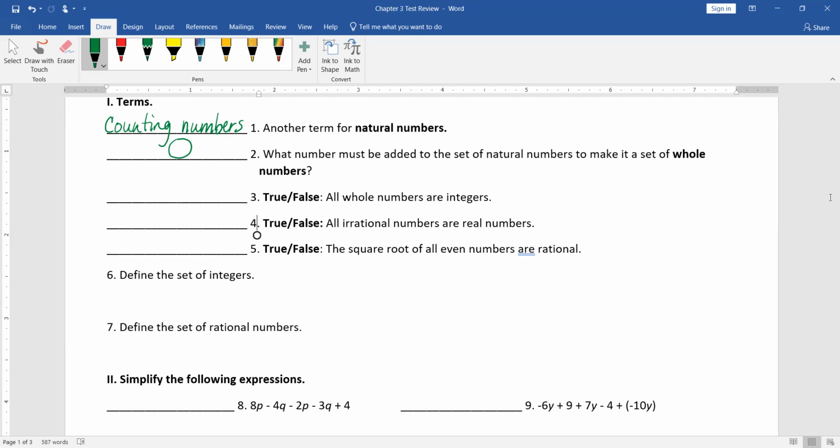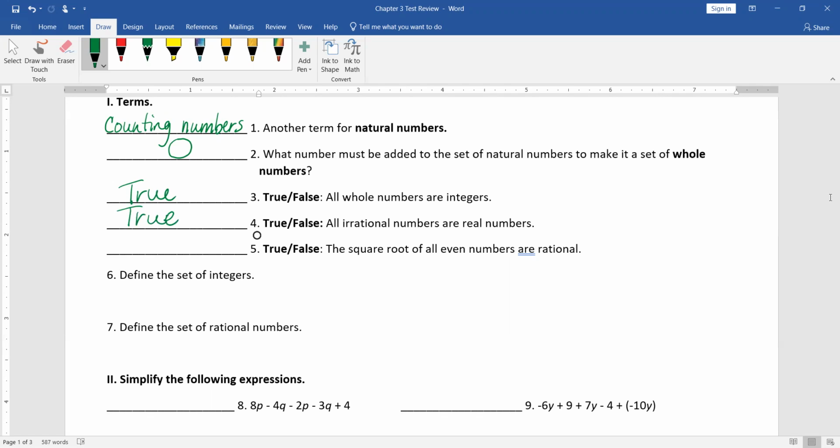Okay. Now, true or false? All whole numbers are integers. This is true, right? Because the set of whole numbers exists within the set of integers. The only thing integers do is they add your negative numbers. So all whole numbers are still integers. So this is true. Okay, all irrational numbers are real numbers. Now remember, real numbers is that whole big box that all numbers are real numbers. Therefore, irrational numbers are still real numbers. So this is true.